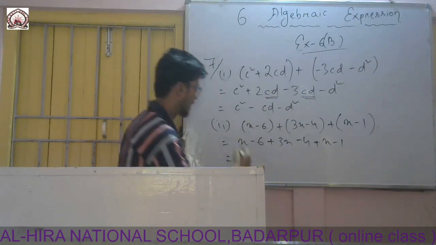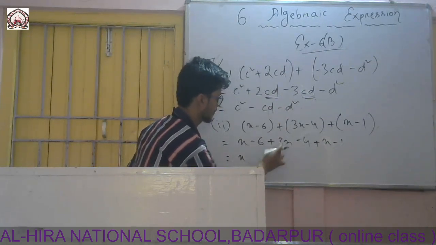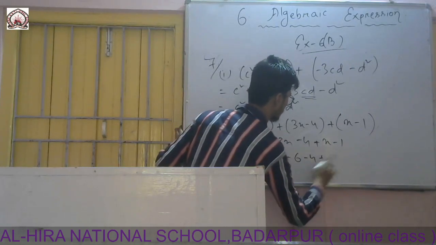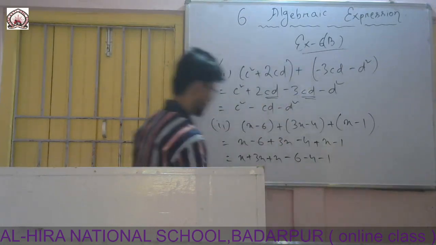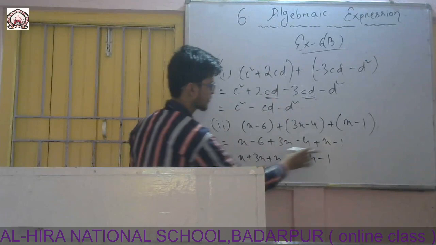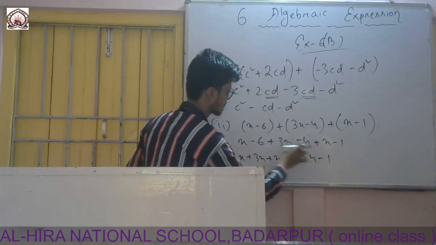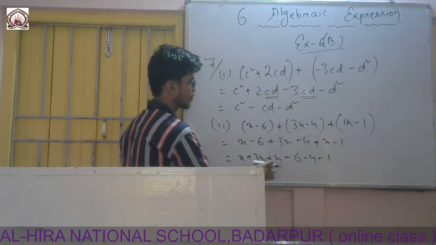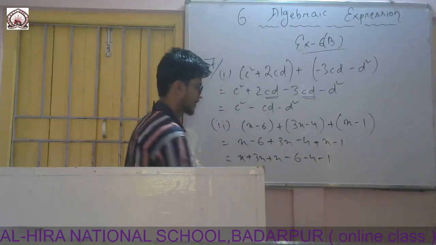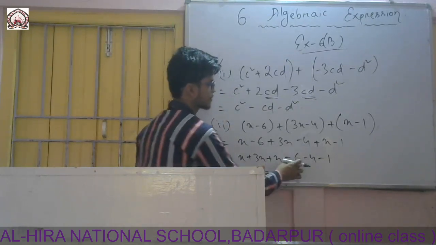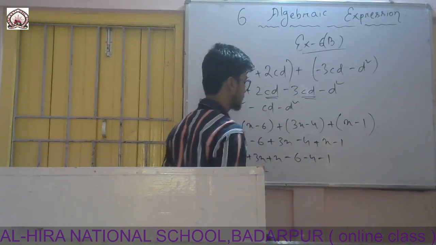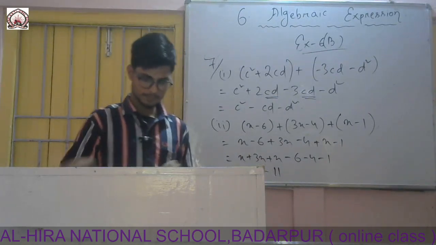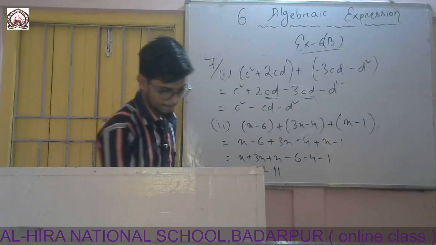Now I will arrange them in like terms. So x, plus 3x, then again plus x, and now I'll write all the constant terms so that I can do it easily. So x plus 3x plus x, minus 6, minus 4 and minus 1. x plus 3x is 4x, 4x plus x is 5x. Minus minus is plus, 6 plus 4 is 10, again 10 plus 1 is 11. So 5x minus 11. Okay, now Roman number 3.